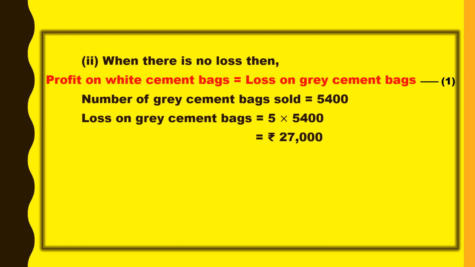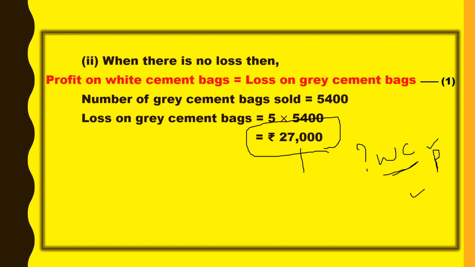Okay. Now here our question is to find out how many white cement bags are to be sold so that this 27,000 rupees will be balanced. It should be balanced. Means how many white cement bags we should sell, because we are getting the profit here. So when we are getting a loss on one item, we should gain from another item, right?